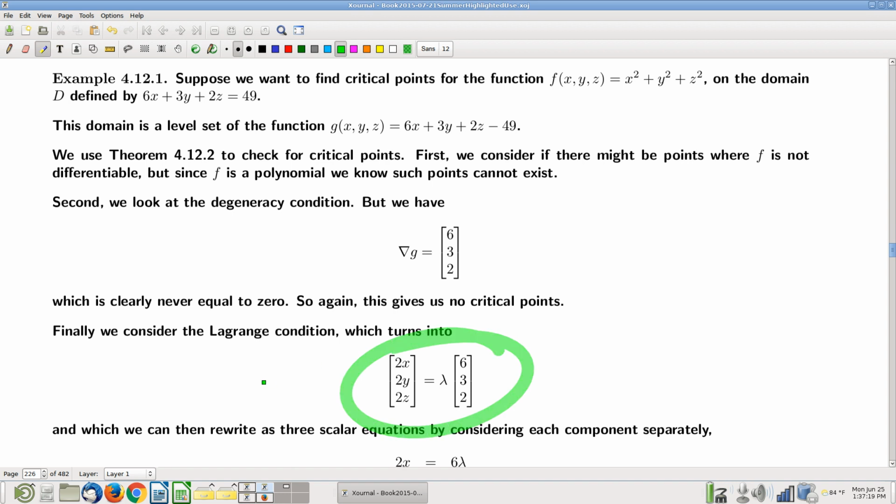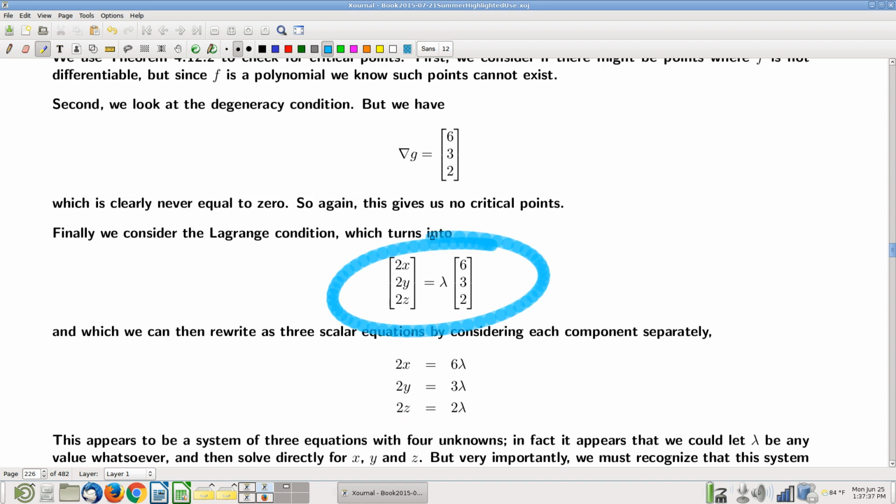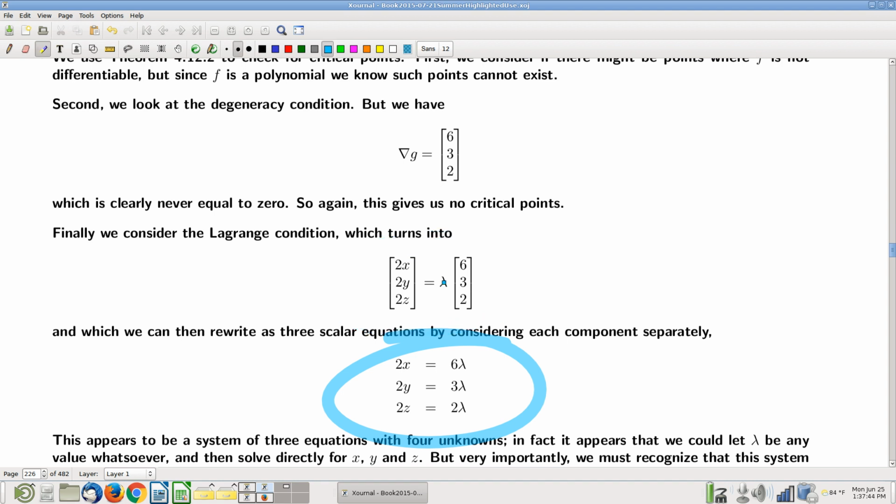Lastly, here's our Lagrange condition. Now notice we have the gradient of f is supposed to be some multiple of the gradient of g. All right. Notice that that vector equation is equivalent to this trio of scalar equations. And don't forget one other thing. I'm not just interested in any possible point anywhere that satisfies the Lagrange condition. The Lagrange condition is only of interest on our surface, right?